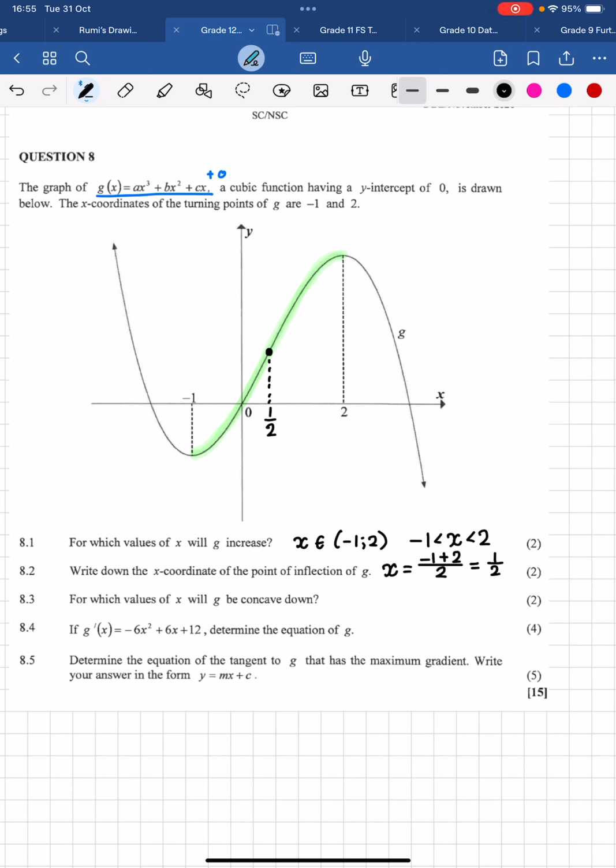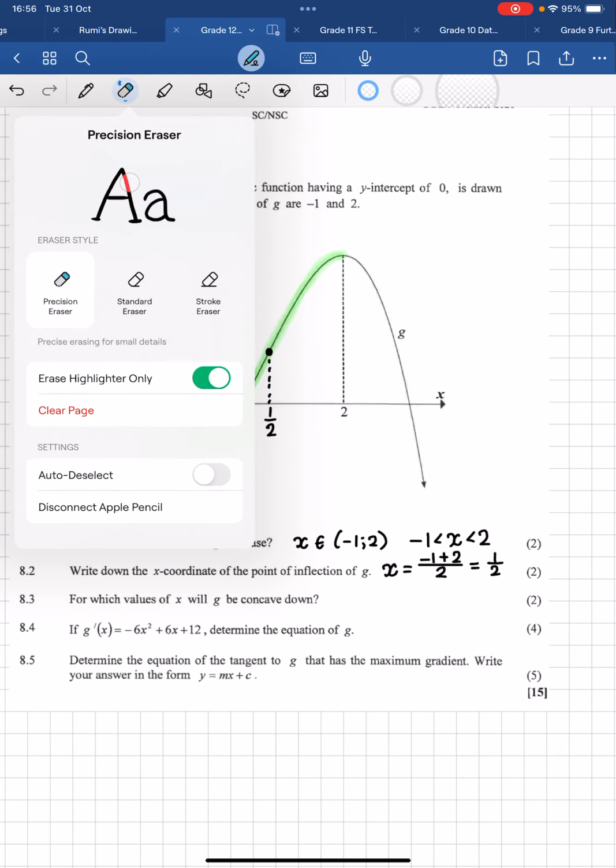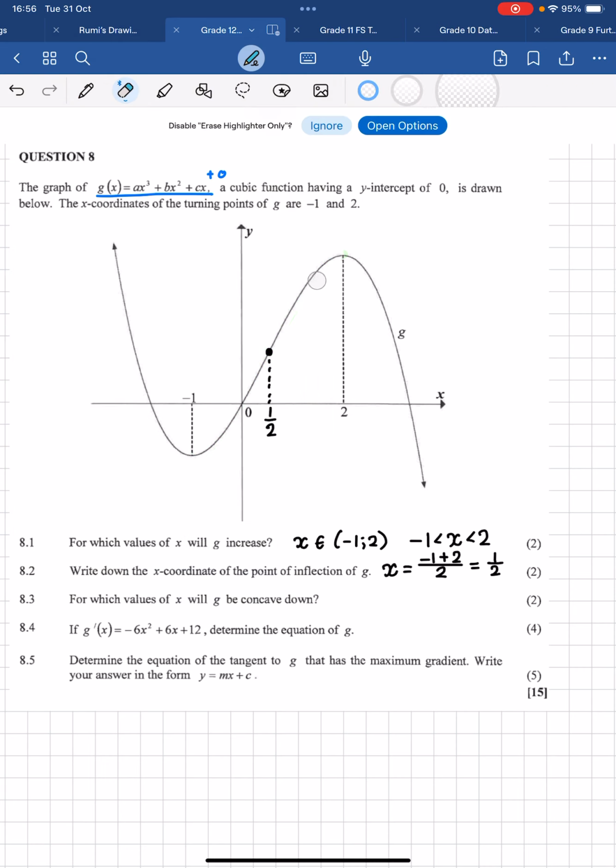I don't need it. For which values of x will g be concave down? I'm quickly going to erase this highlighted bit here so that I can now highlight the bit that is concave down. Now, guys, concavity has to do with the point of inflection, right? On the one side of the point of inflection, your graph is always concave up, and on the other side, it's concave down. Concave down is like a downwards facing parabola.